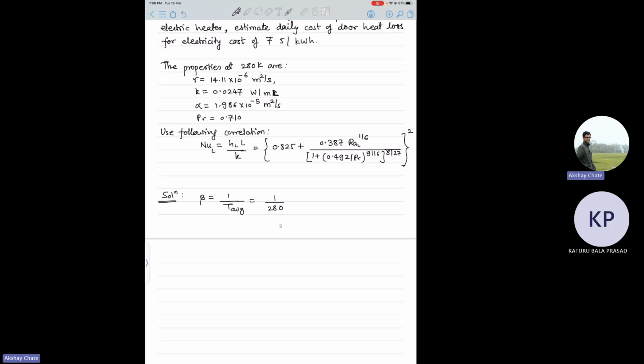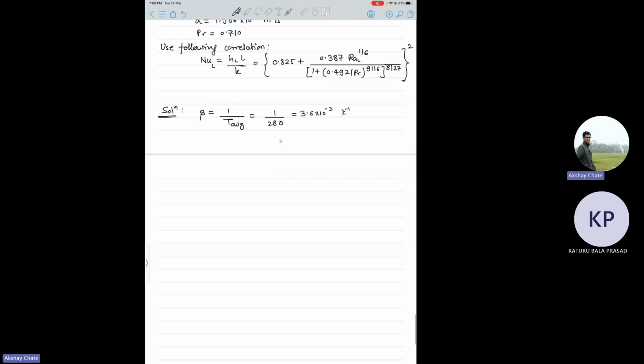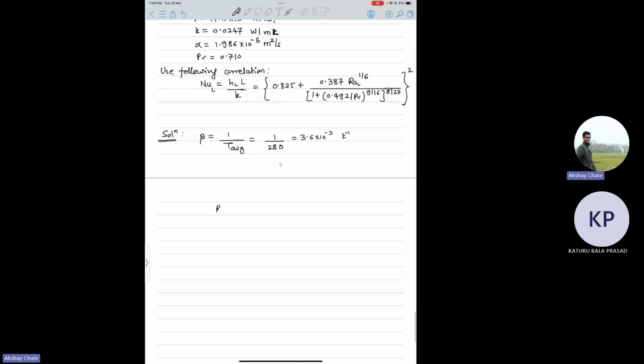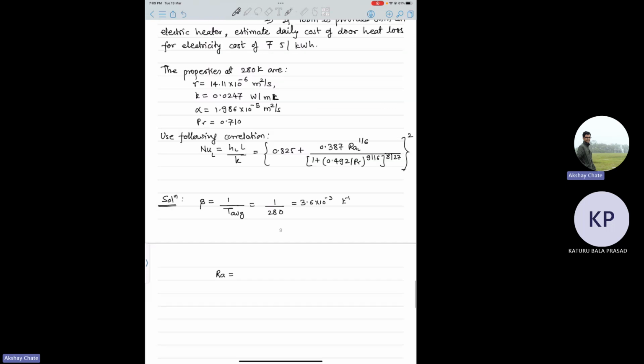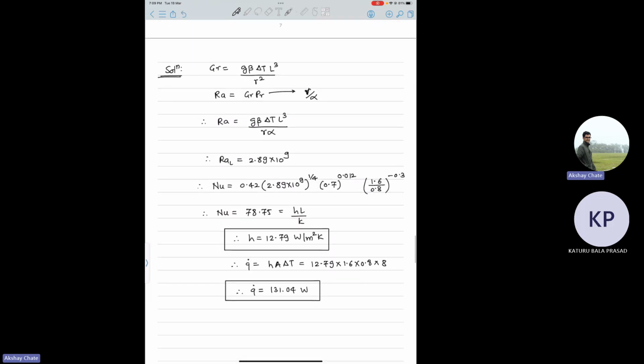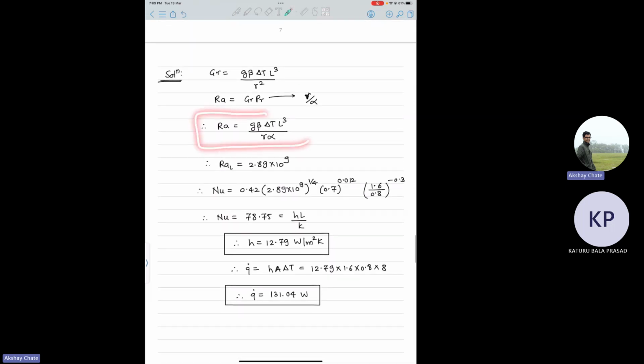Sorry. Yeah, 1 divided by 280. That is 3.6 into 10 to the power minus 3. Inverse of temperature should be a scale unit. And now since we need Rayleigh number, again the trick that we used in the last problem, no need to calculate Grashof number separately. You can use this formula for Rayleigh number, right?